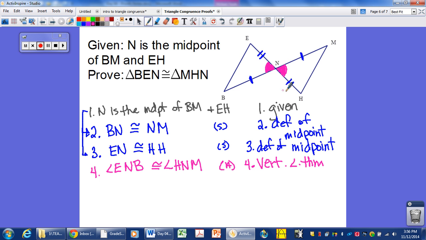Very frequently when you have a bow tie picture, you're going to have some type of vertical angles. So let's see, I have two sides and an angle, bam. I have three things, one thing, two things, three things. That is enough to say that triangle BEN is congruent to triangle MHN.